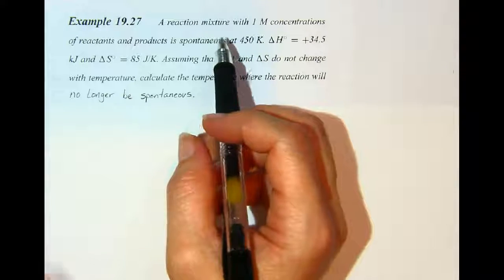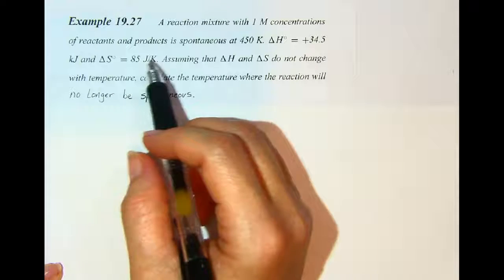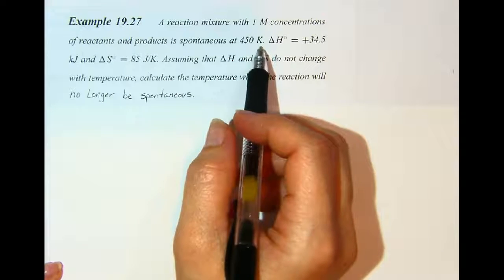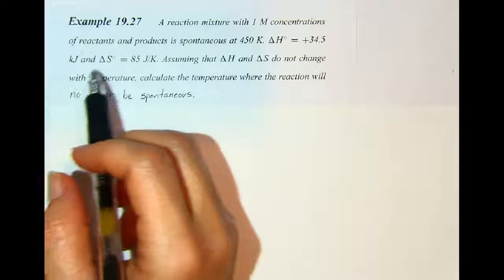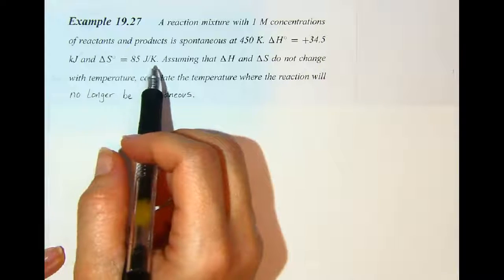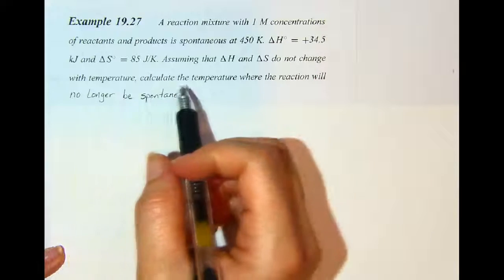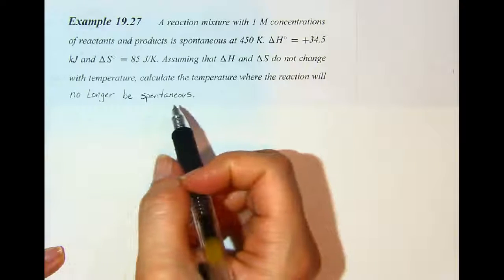Example 19.27. A reaction mixture with 1 molar concentrations of reactants and products is spontaneous at 450 Kelvin. Delta H of formation is 34.5 kilojoules and delta S is 85 joules per Kelvin. Assuming that your delta H and your delta S do not change with temperature, calculate the temperature where the reaction will no longer be spontaneous.